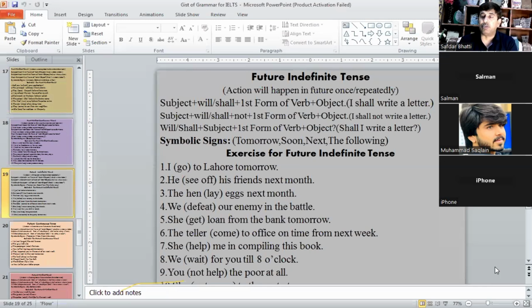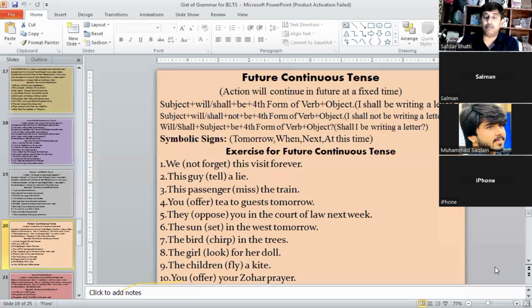Now we would like to move towards the future tense. First one is the future indefinite tense. It tells us about the action that will happen in future once and repeatedly. Structure is subject, will/shall, first form, and object. I shall write a letter, I shall not write a letter, and shall I write a letter? The symbolic signs are tomorrow, soon, next, and the following.